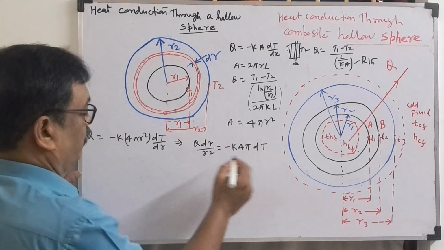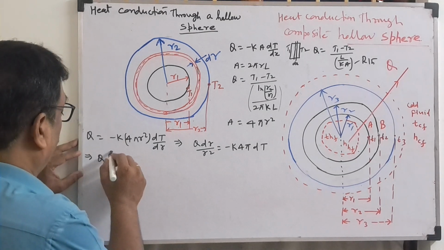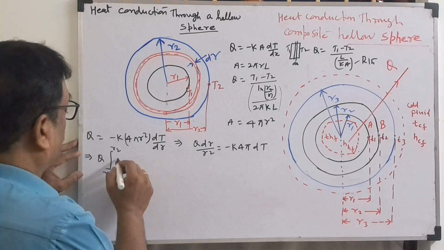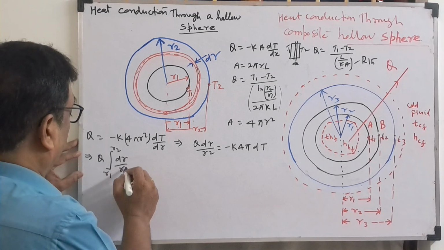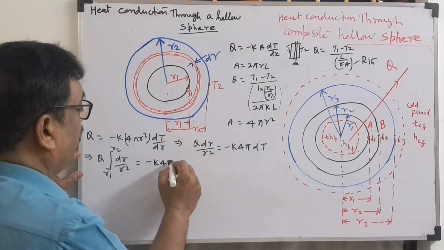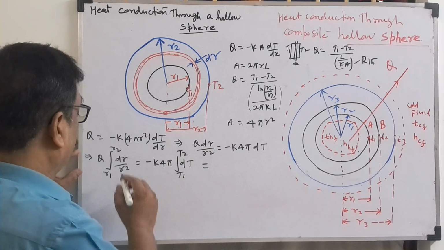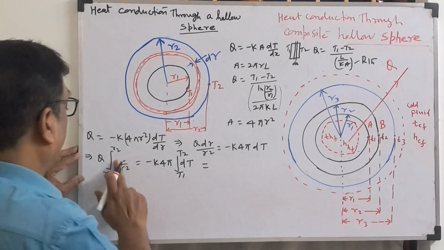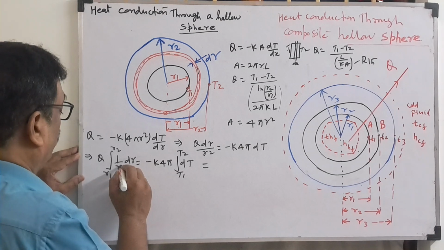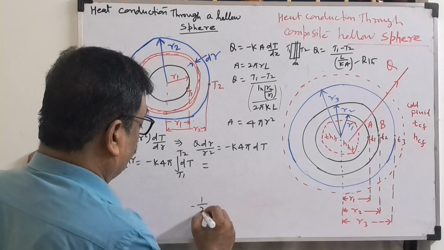Now integrating both sides. Q integrated from R1 to R2 of dr by r square equals minus K 4 pi times the integral of dT, where the temperature goes from T1 to T2. Now we integrate 1 by r square with respect to dr. If you integrate, it will come minus 1 by r.